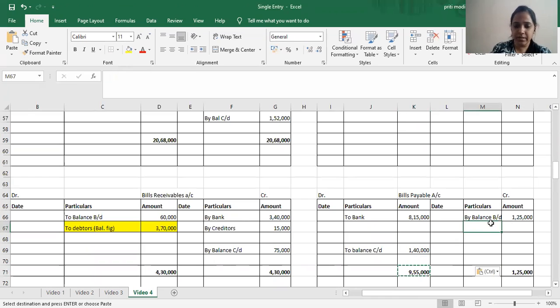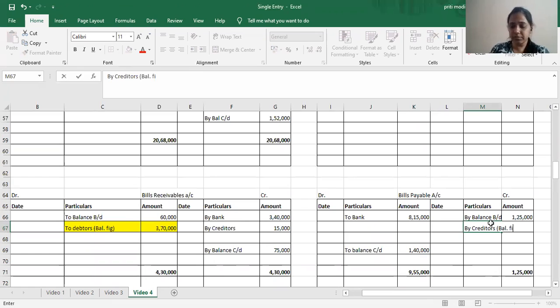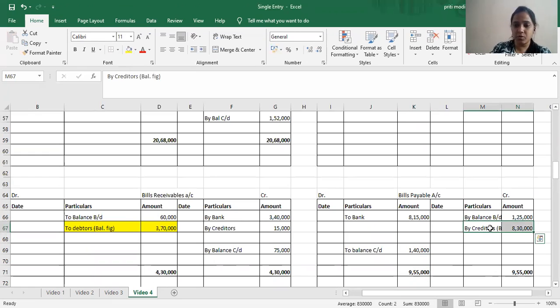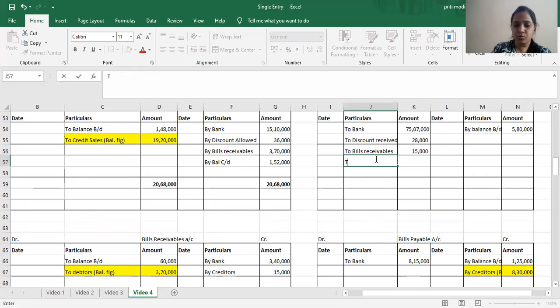Okay, so it is coming as by creditors. That is our balancing figure. These many creditors were issued bills payable. This minus this, 8,30,000. So this is going to our creditors account as to bills payable. To bills payable as 8,30,000. And now we shall find it out over here, by purchase. By purchase.